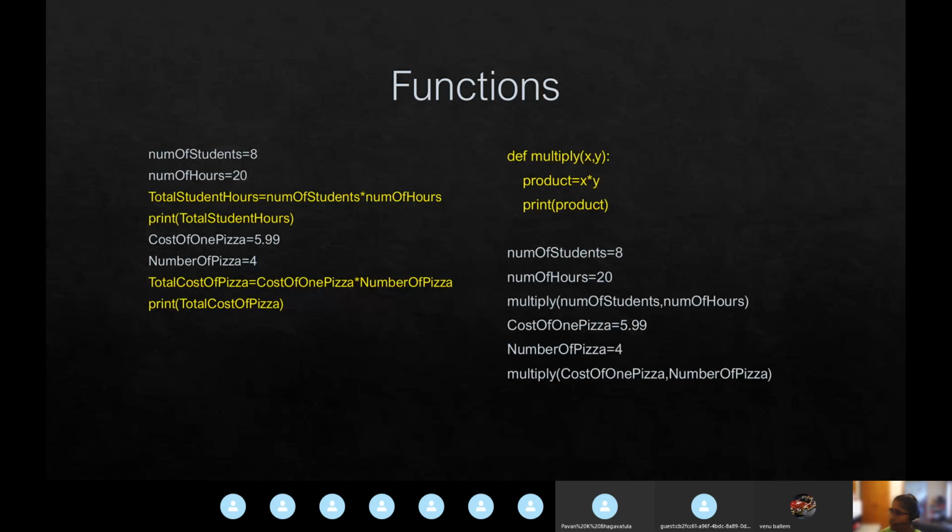So number of students is equal to 8, number of hours is 20, the same thing, and see that I have replaced it with multiply. Instead of doing the multiplication and printing, I wrote multiply number of students, comma, number of hours. And the same thing here: multiplying cost of one pizza and number of pizzas. So it does that same function. It blindly multiplies the two numbers and gives you the answer. Any questions on this?